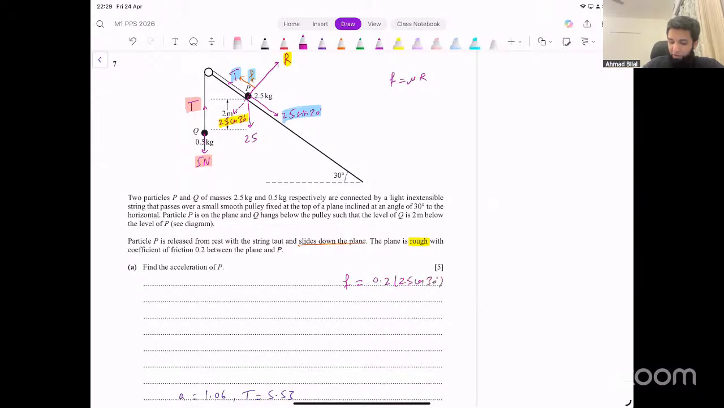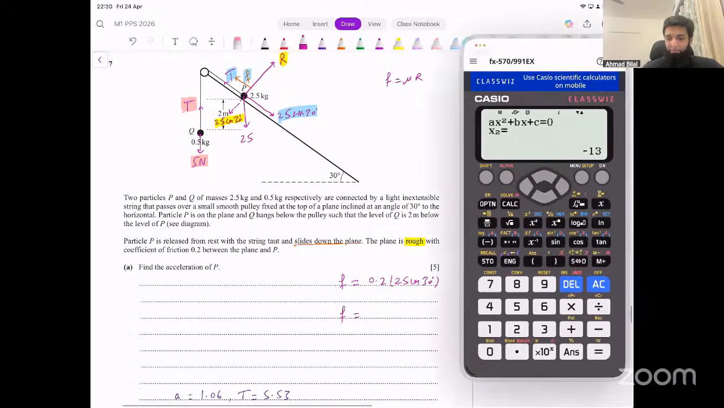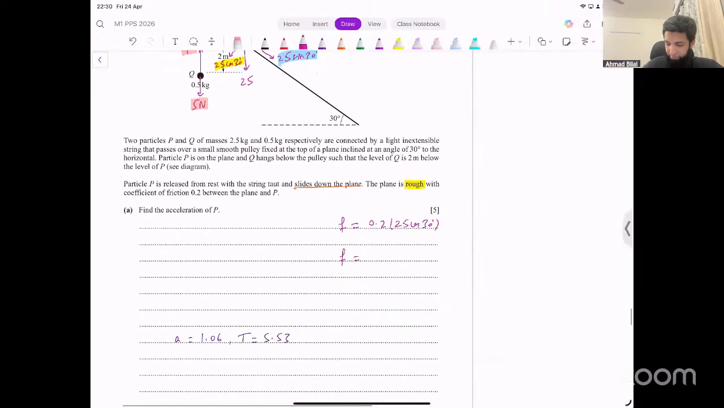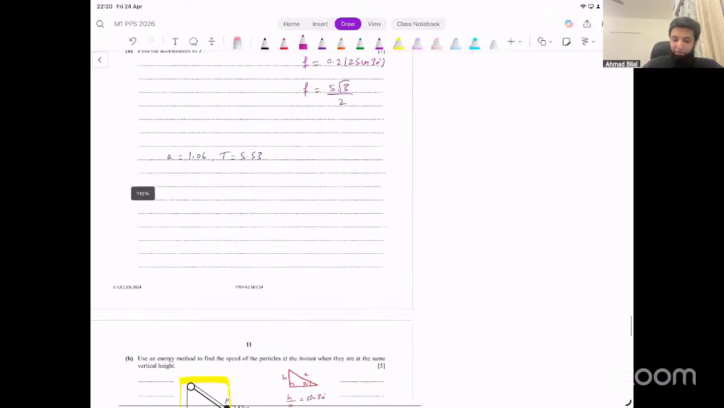You would know the value for friction from the previous part. What was that? 4.33. 5 root 3 over 2. That's better. 5 root 3 over 2, like this, or the root is on the whole thing. Okay, that's the value for friction from the previous part.